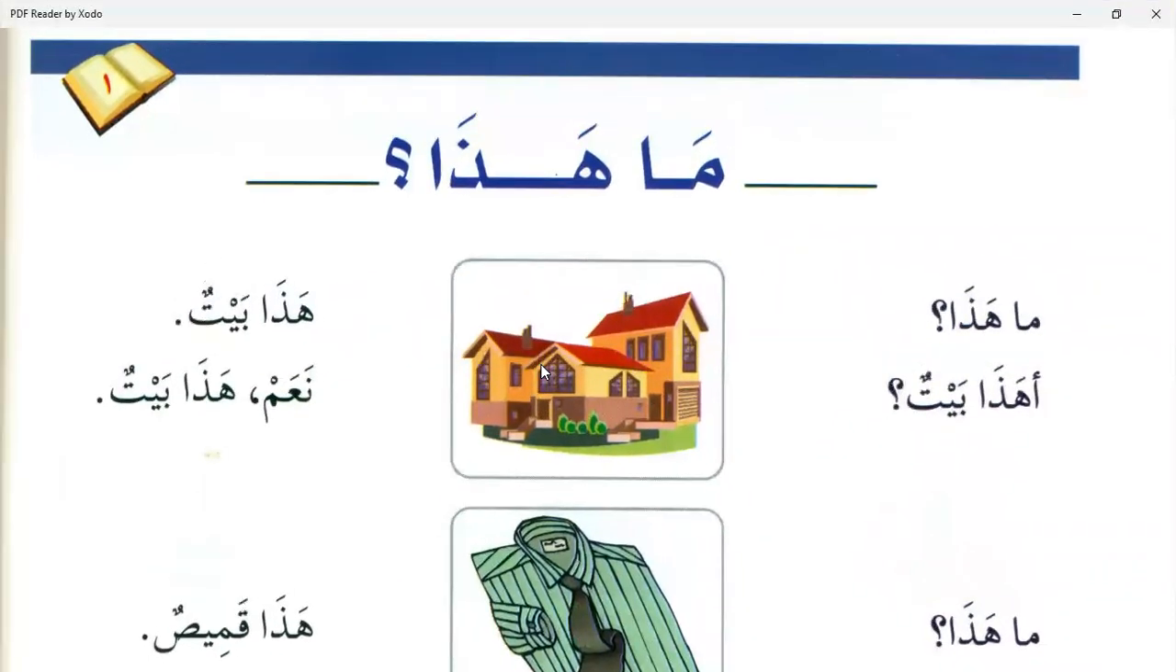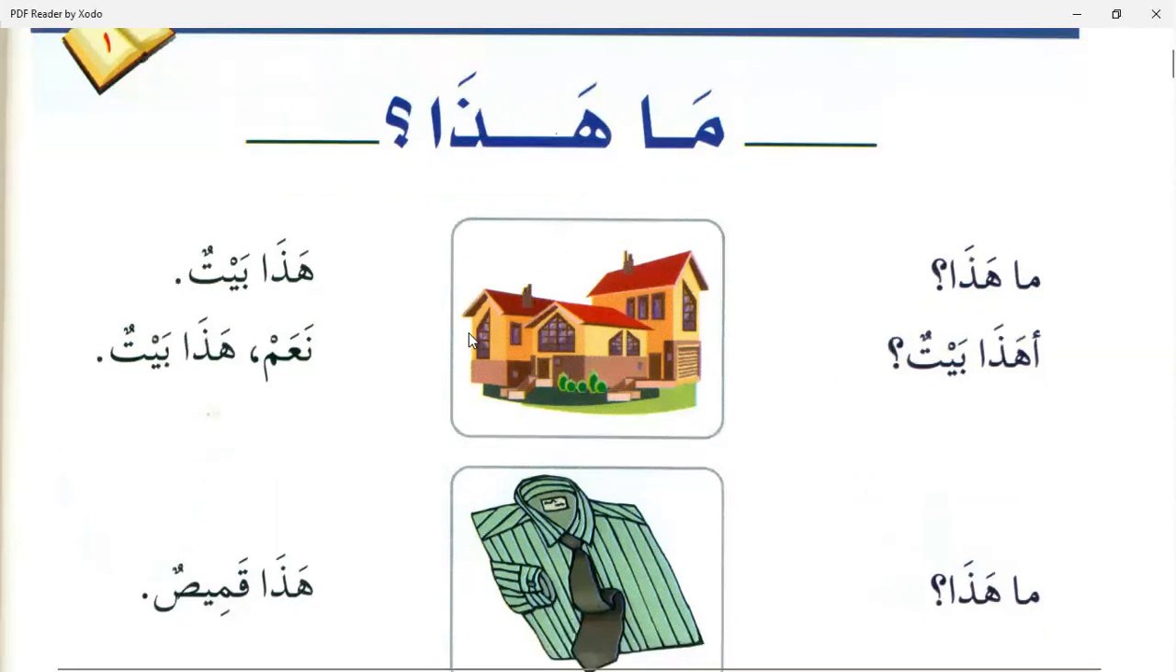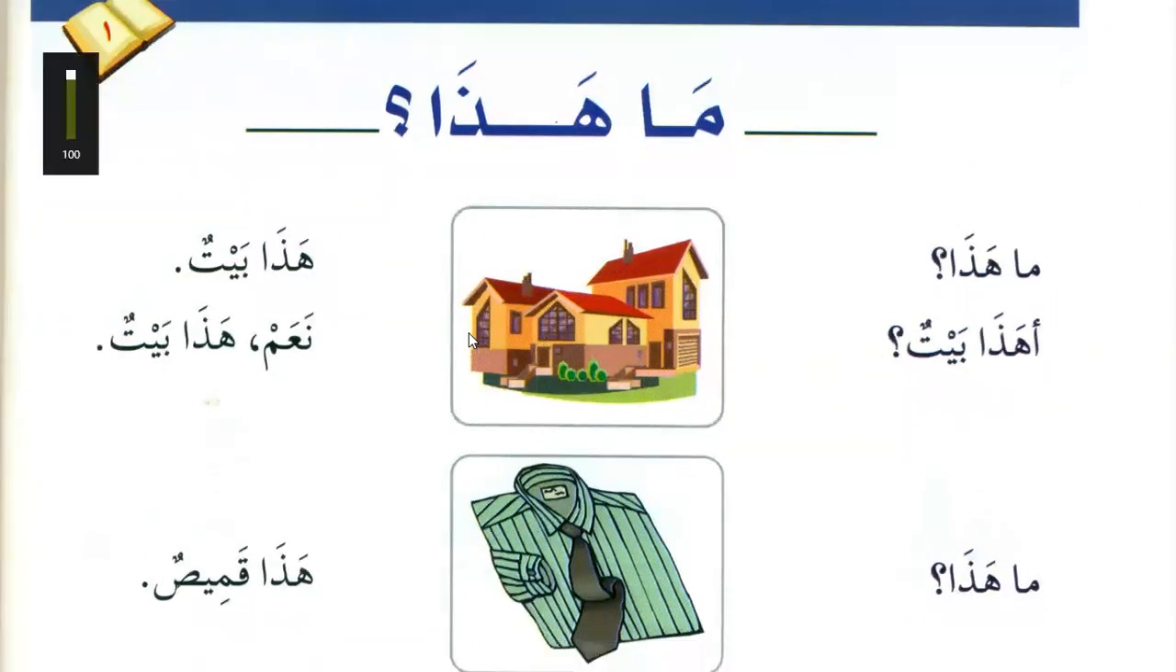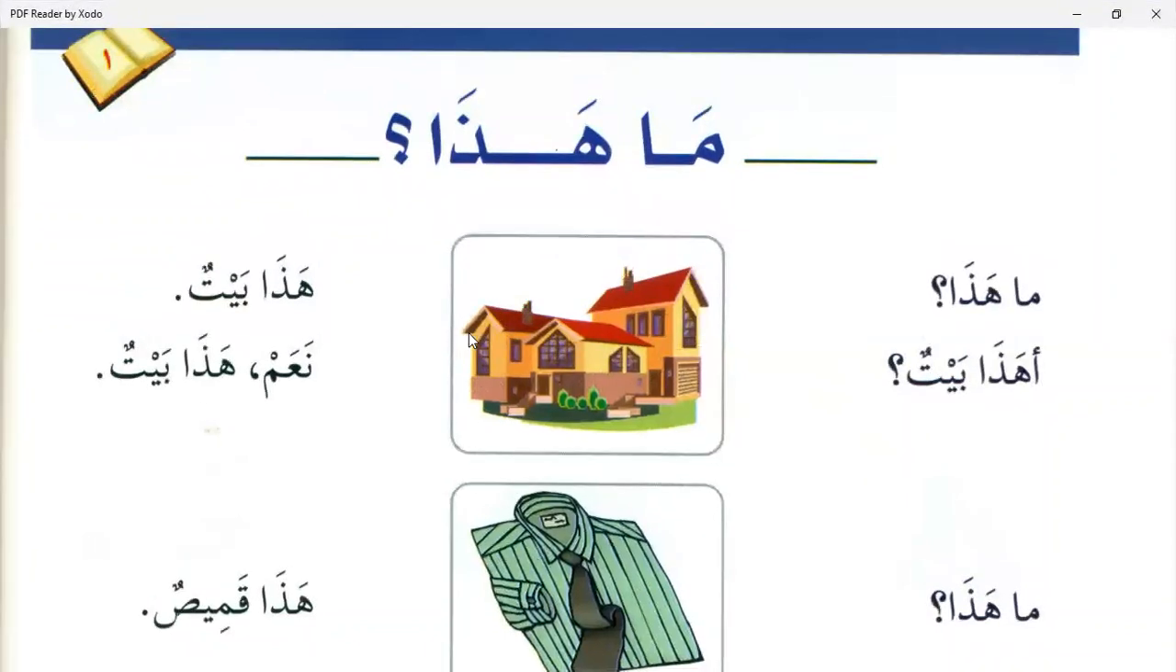Next we have ma haza, what is this? Who wants to read? Raise your hand. Okay, Miss Aisha, read. Assalamu alaikum. Wa alaikum assalam. Your sound is too low. Check your microphone. I can't hear you, Miss Aisha. I think she has some problem with her microphone. Anyone else who wants to read? Raise your hand.